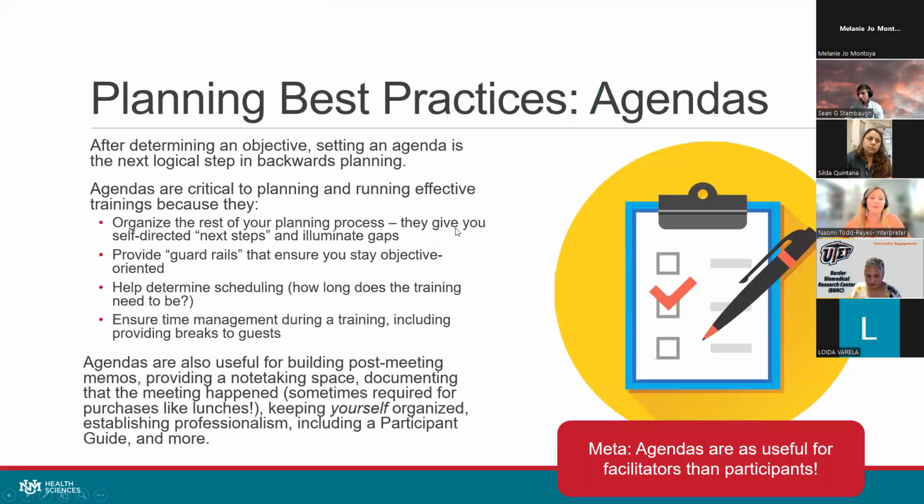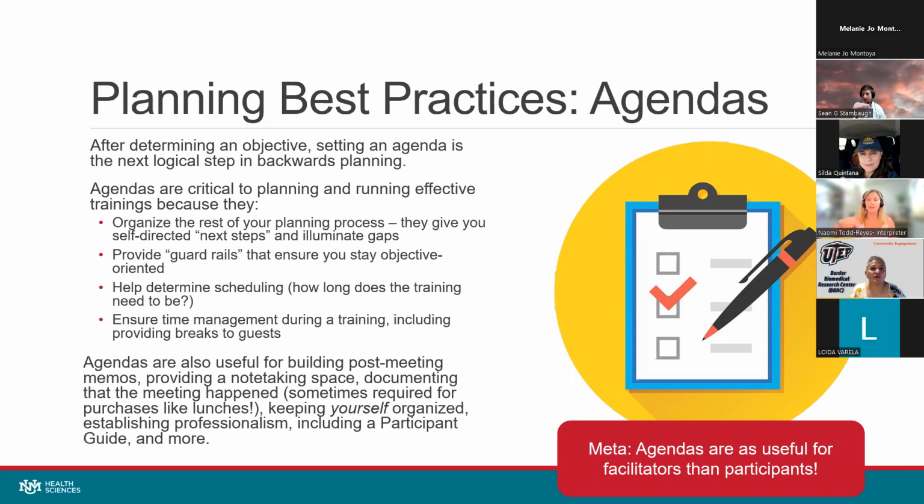So the next logical step, once you have your objective, is actually to start doing what you need to do to create your agenda. Because your agenda is basically the outline for the rest of your training. And if we're doing backwards planning, everything starts with your objective and then flows backwards from there. And so you can start to build your agenda from the bottom up.